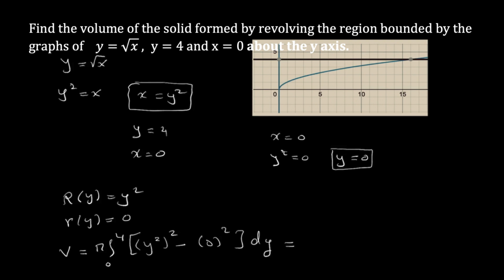Now, if we calculate it using your calculator, you're going to get 1024 pi over 5. Just a small note here, if you don't want to calculate the inner radius, you don't need to do that also. Why? Because we have only one curve rotating around the y-axis, so you can use pi integral from 0 to 4 of y squared. And as you notice, the inner one is equal to 0, so it is ignored.